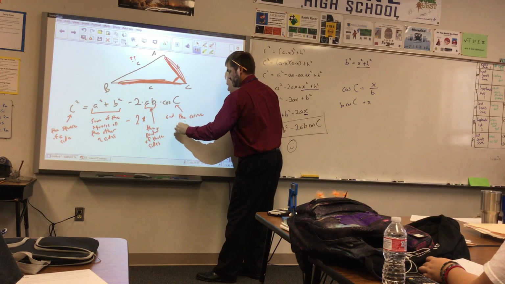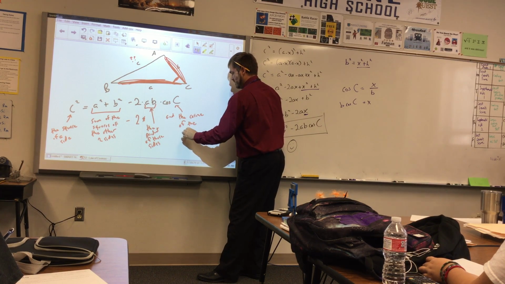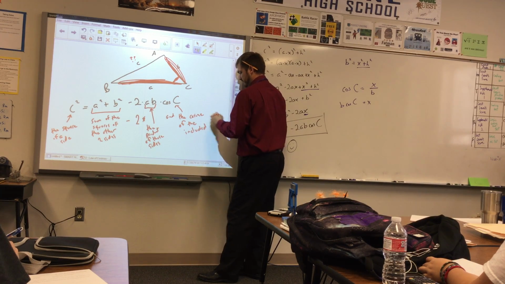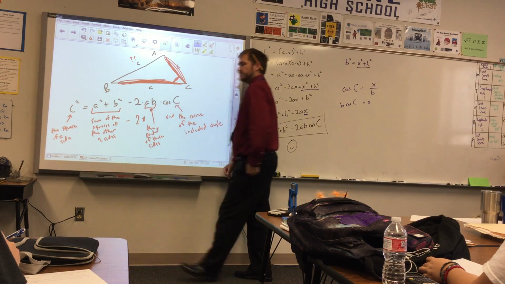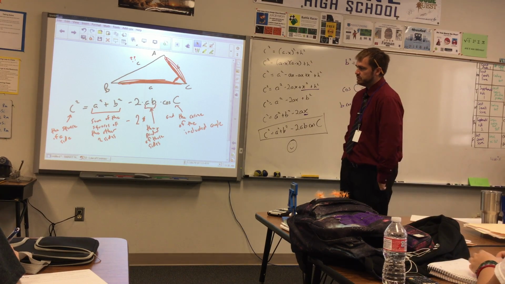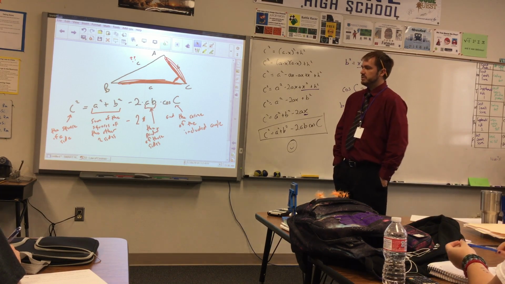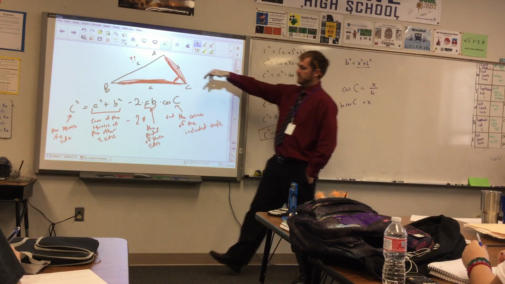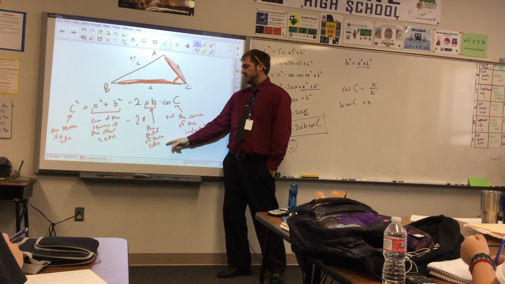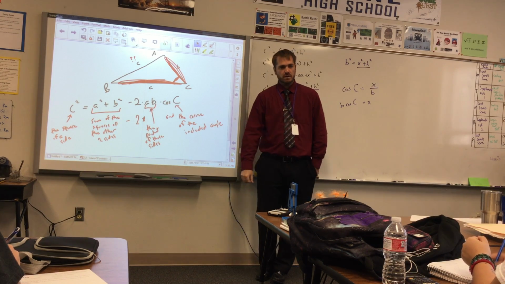And the cosine of the included angle. So altogether we would say the square of a side is equal to the sum of the squares of the other two sides minus 2 times the product of those sides and the cosine of the included angle.